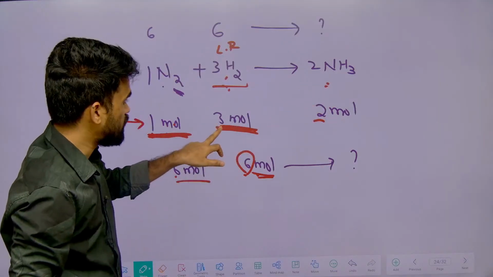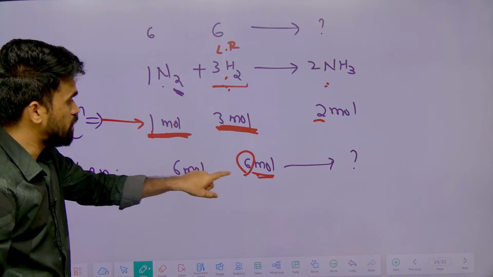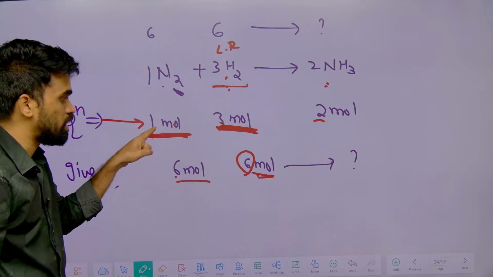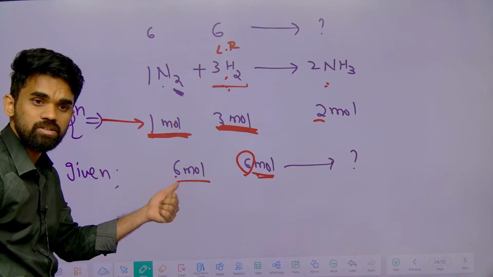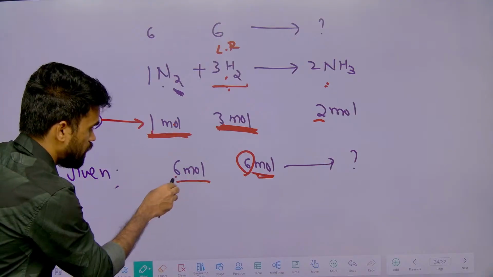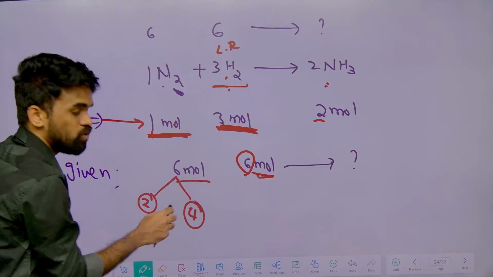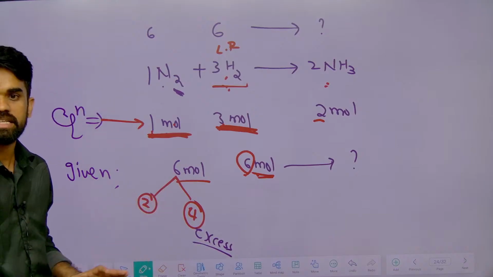See, for every 3 moles, how many moles of H is required? Hydrogen 1. Then for every 6 it should be, 3 ki 1 కావాలని ఇచ్చినప్పుడు 6 కి ఎంత కావాలి? 2 సరిపోతుంది. How much we have? 6. I need only 2 moles. But I have 6 moles. It means remaining 4 will be excess. నాకు ఇది అవసరం లేదు. We don't use this. It remains as excess in the reaction.